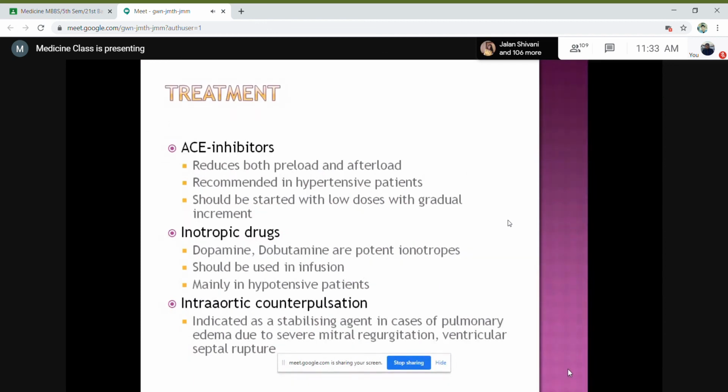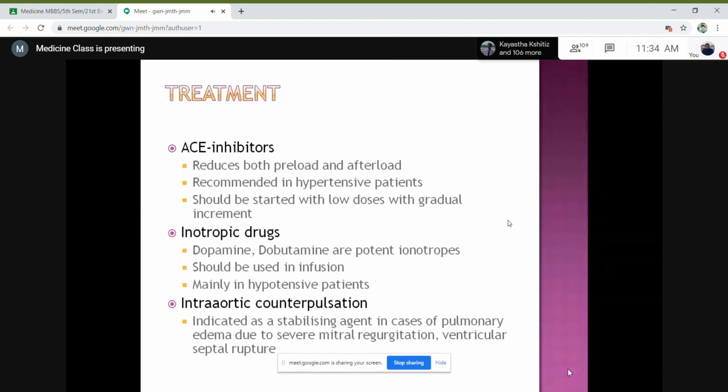There is a role of ACE inhibitors as well. It helps in optimizing the preload, decreasing the afterload, and it is generally recommended in patients who are hypertensive. The dose should be started very low and gradually increased. There may be a role of inotropic drugs like dopamine and dobutamine. They should be used as an infusion in patients who are hypotensive.